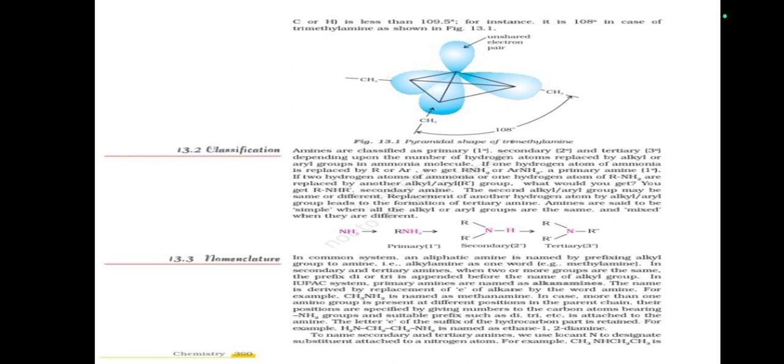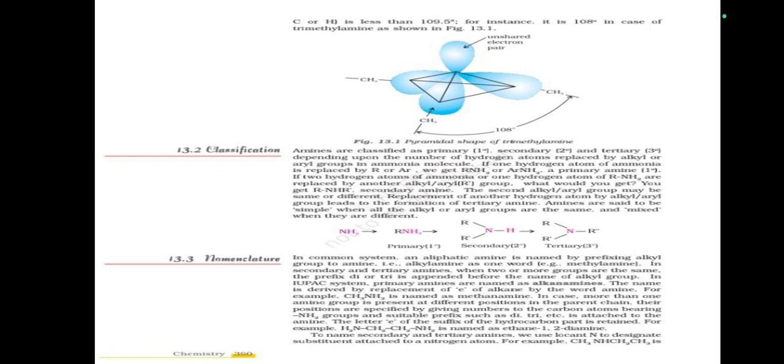In the IUPAC system, primary amines are named as alkanamines, and the name is derived by replacement of the E of alkane by the word amine. If the amino group is present at different positions in the parent chain, their positions are specified by giving numbers of the carbon atoms bearing the NH2 group, and a suitable prefix such as di, tri, etc. is attached to the amine. The letter E of the suffix of the hydrocarbon part is retained. For example, H2N-CH2-CH2-NH2 is named as ethane-1,2-diamine.